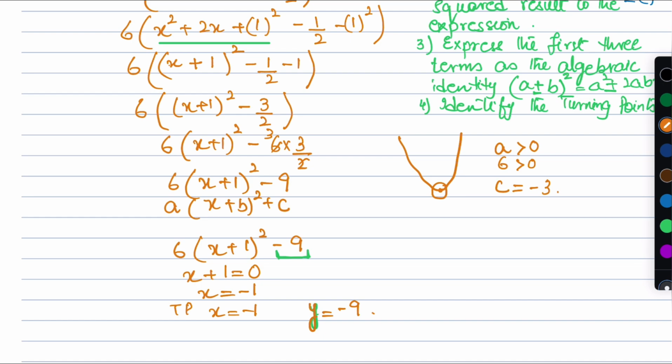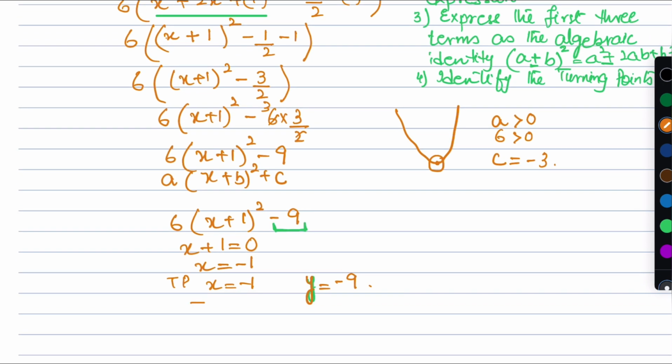So I can very well say that the turning point has coordinates -1 and -9, meaning this point here is -1 and -9. So to sketch the curve properly, the turning point is -1 and -9. I'm just making an exaggerated curve.